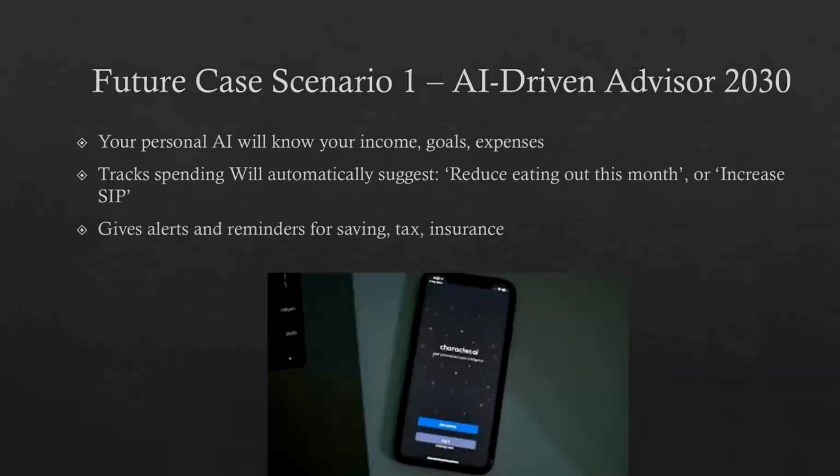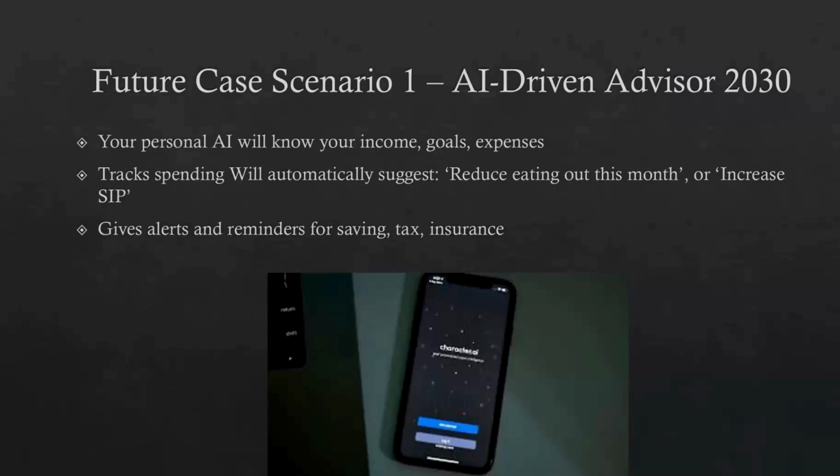Moving on to one of the future case scenarios: AI financial advisory of 2030. Imagine your personal AI tracking your expenses and telling you that you have overspent on dining, so let's reduce it next month, or increase your SIP to stay on goals. This will refine how we manage money: proactive, real time, and goal based. AI is moving so fast in every field, and it can manage our spending and explain how it's going to work.